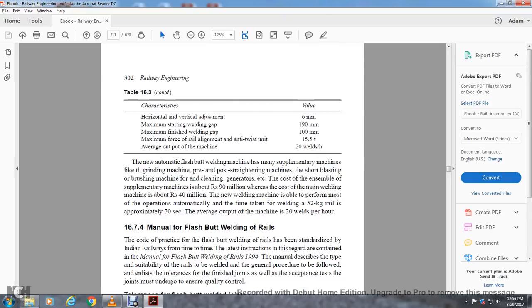The new automatic flash butt welding has many supplementary machines like grinding machines, pre-hole posting, straightening machines, shot blasting, brushing machines, and engine cleaning generators. The cost of the supplementary machines is about 90 million, whereas the cost of the main welding machines is about 40 million.